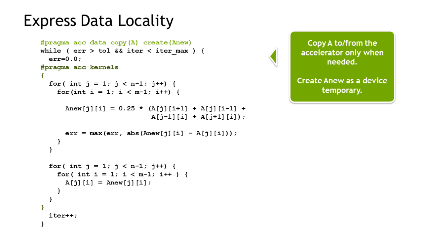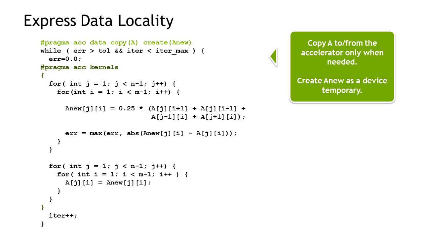So let's take our code and apply our data knowledge. So you can see I've added a data region around my while loop. Because I haven't put any curly braces here, it actually applies to all of the while. I'm going to tell the compiler, when you encounter this region, I need to copy the input values of A in, and I need to copy the output values of A back out at the end of this while loop. However, A new, it turns out, is a temporary. So I don't actually need to copy the data back and forth. So I'm going to use a create clause.